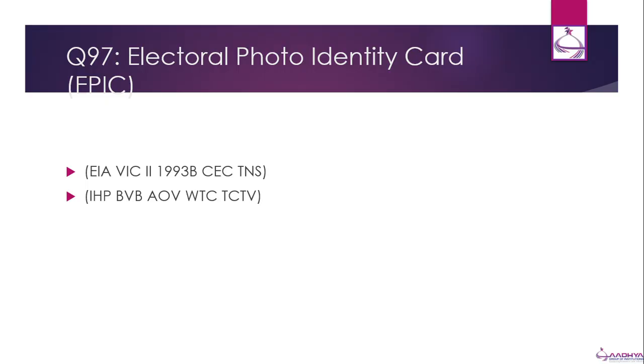Electoral Photo Identity Card. EPIC is a voter identification number introduced in 1993 by Chief Election Commissioner T.N. Seshan. It helps prevent bogus voting by allowing only voters with this card to cast their vote.